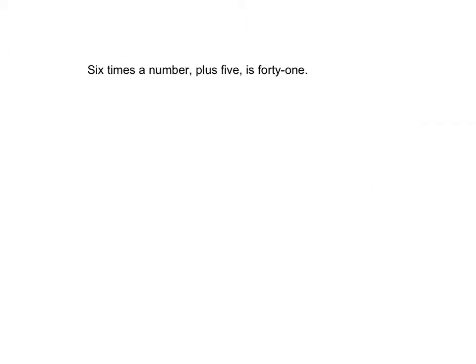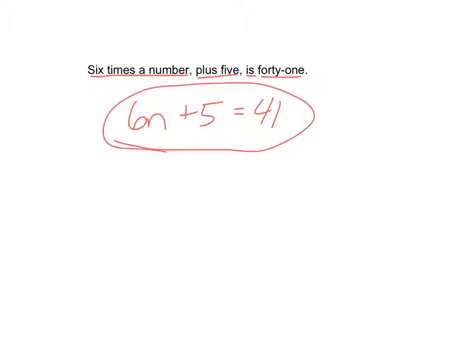So we're going to write an equation for this verbal sentence. 6 times a number plus 5 is 41. Okay, so if we have 6 times a number, we would say 6n. Plus 5, we're going to add 5, is means equals, and then 41. So the equation that would go with it is 6n plus 5 equals 41.